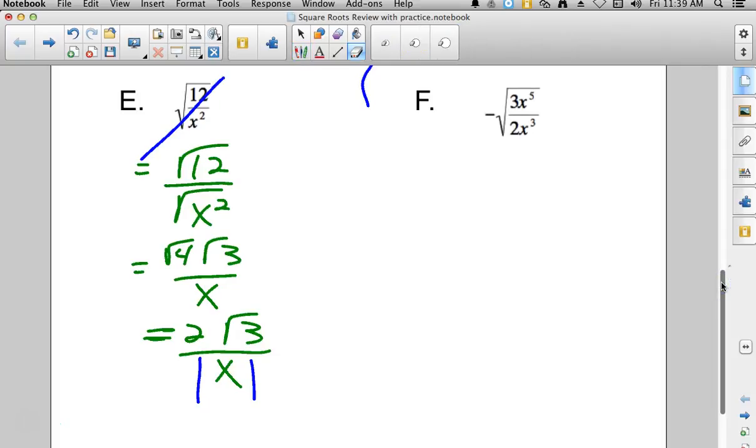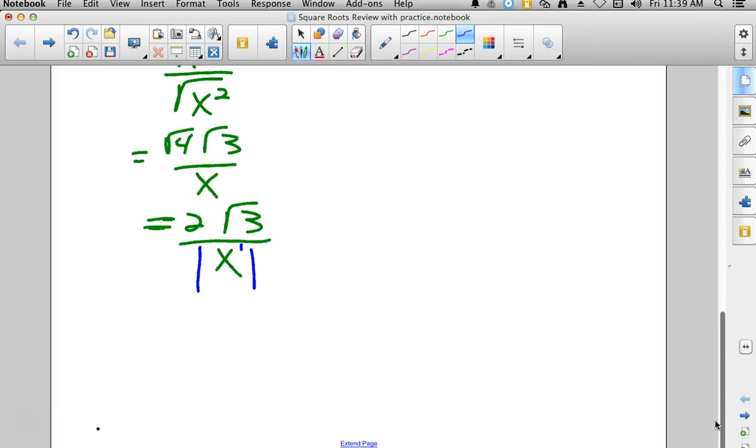Now, if you want an easy way to remember when you have to do that, if you have an even root, so you look up here and you realize that's a square root, so that's a little 2. And when you get done, you have an odd power answer. This is x to the first, and 1 is odd. You need absolute value bars. So that's the shortcut. Let's write the shortcut down.